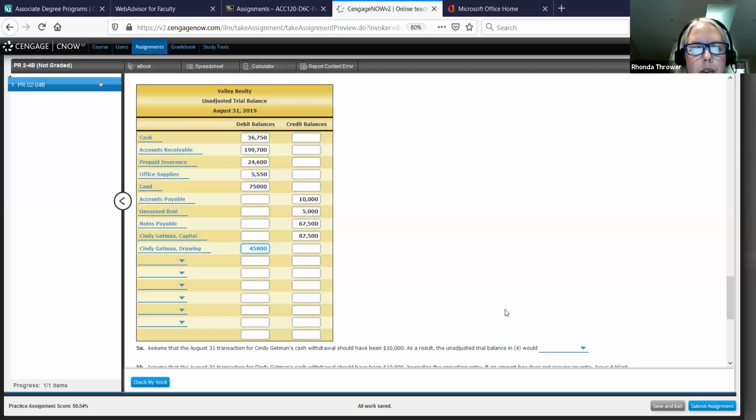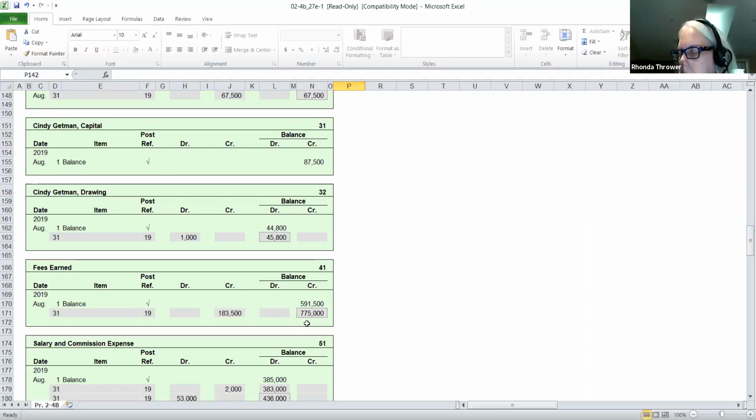I'm going to pick up the next account, which is fees earned. Its balance is $775,000. Notice it went back to a credit balance because fees earned increases on the credit side. That's the normal side of its balance. We're picking up $775,000. We got to put it on the credit side of our unadjusted trial balance.